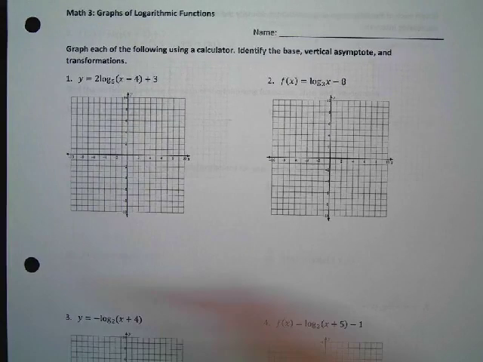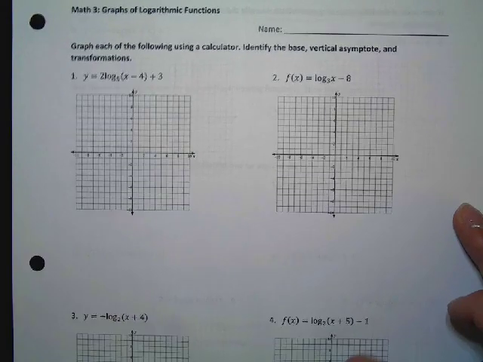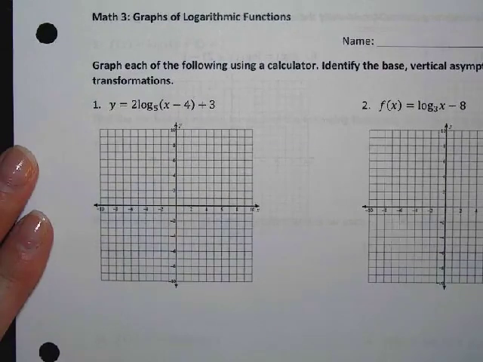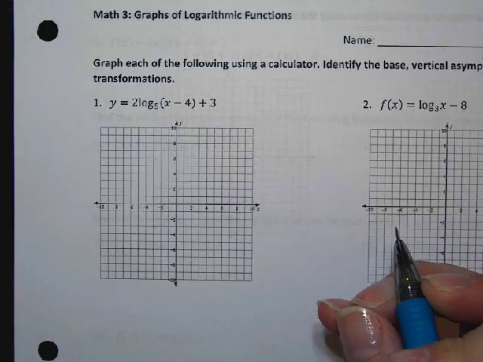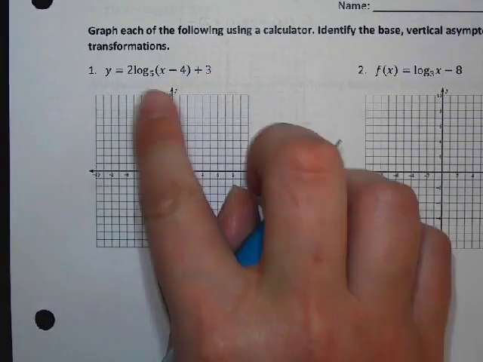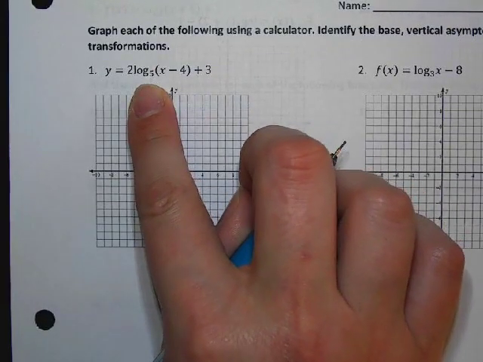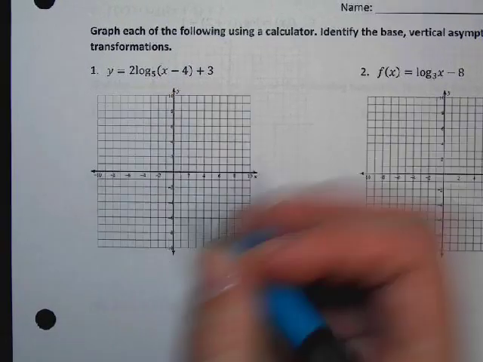Identify the base and the transformations, and the vertical asymptote and the transformations. So what is the base for number 1? 5. On a log, the base is what we call a subscript. It's the number that's little and lower. So the base is 5.